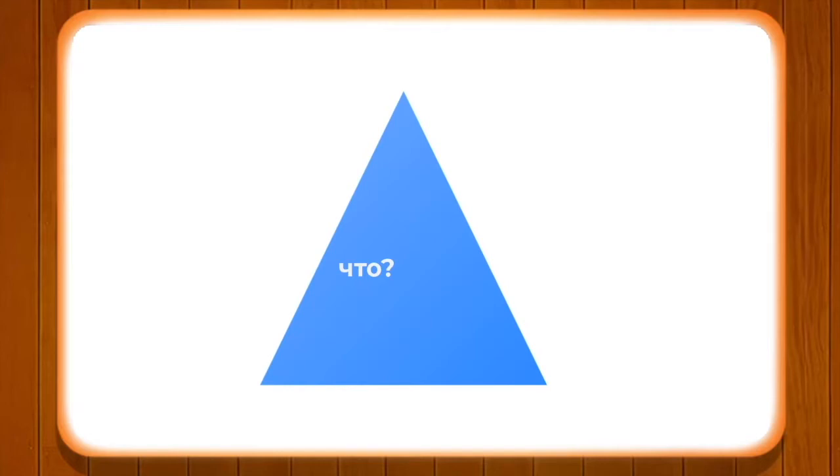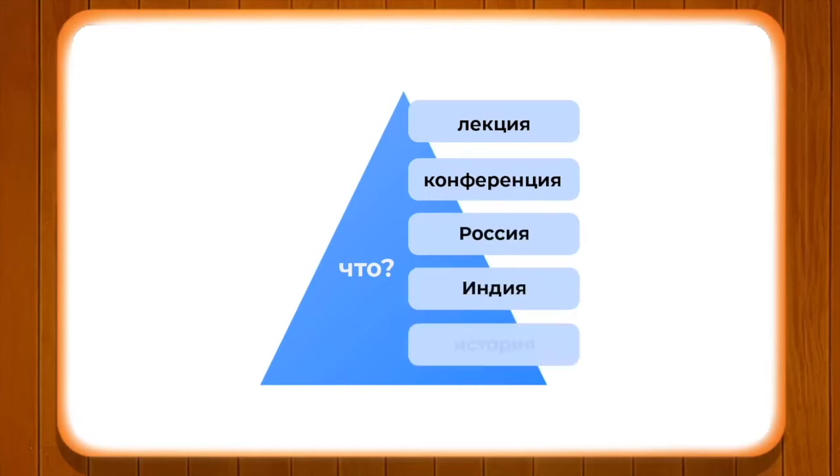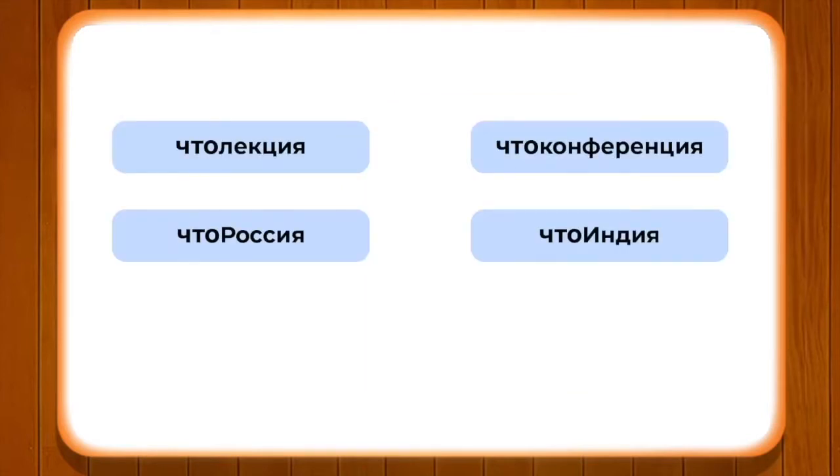Here we have certain words of the feminine gender like лекция, конференция, Россия, Индия, история. What is the commonality between these words? All of them are inanimate in nature, so we frame the question что это. Это лекция, это конференция, это Россия, это Индия, это история и так далее. However, when we change the question from что to о чём, the basic difference we see is the ending of the noun, from лекция to о лекции.